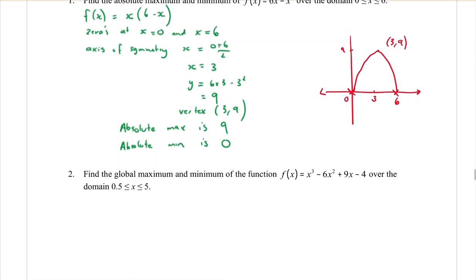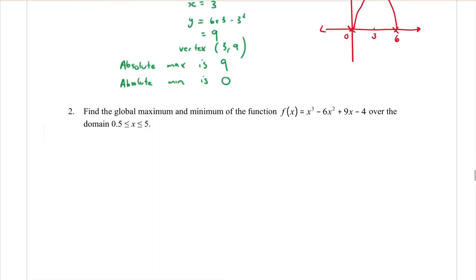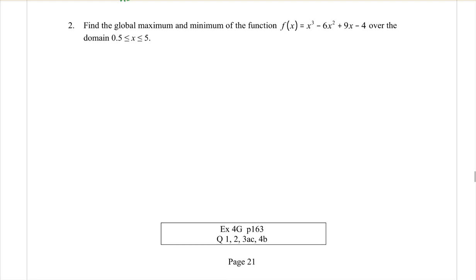Obviously, not all curves are going to be nice parabolas. So let's do the second one. Find the global maximum and minimum of the function f of x equals x cubed minus 6x squared plus 9x minus 4 over the domain between 0.5 and 5. So let's use some calculus this time. Let's find our gradient or our derivative.